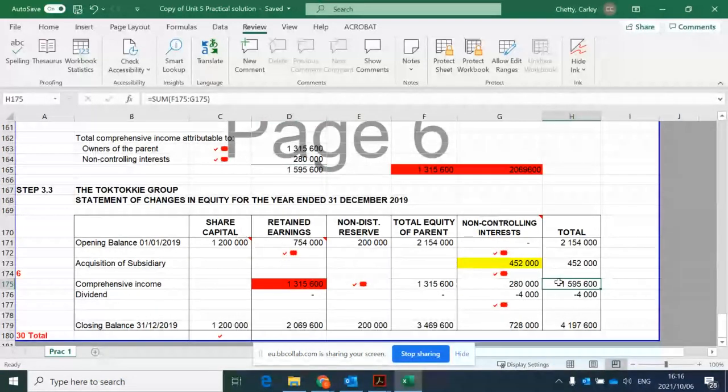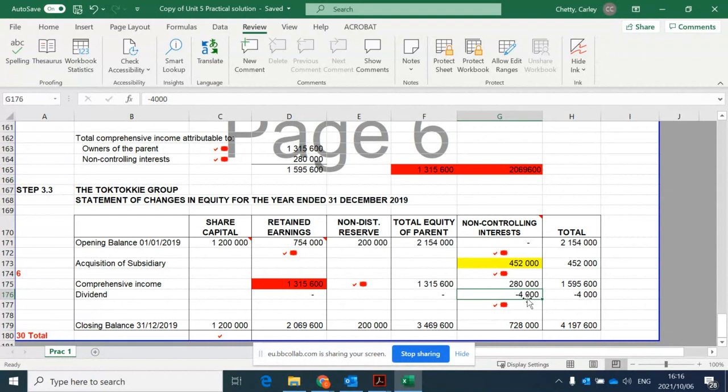Then we have a dividend. So remember that this dividend shown here is a dividend that is declared. So even though there was a dividend declared from the subsidiary to the parent, that was eliminated, and that was 6,000 Rand. The reason that dividend was eliminated is because it is an intra-group transaction. So that dividend was eliminated on consolidation. However, the non-controlling interest, their share was 4,000 Rand.